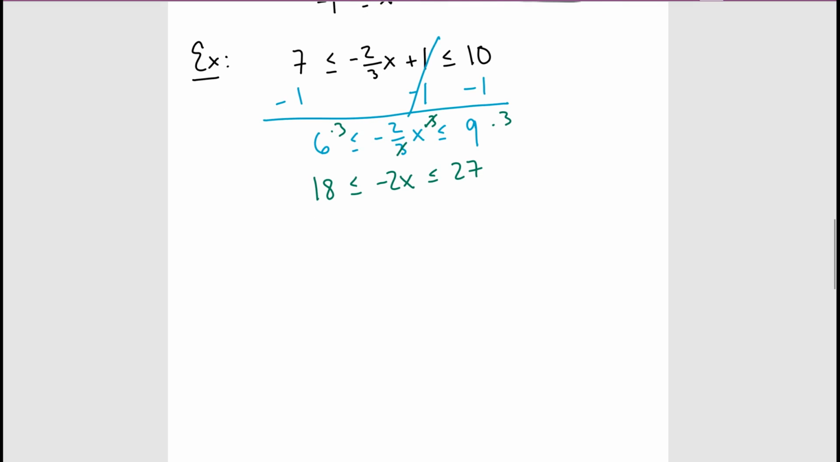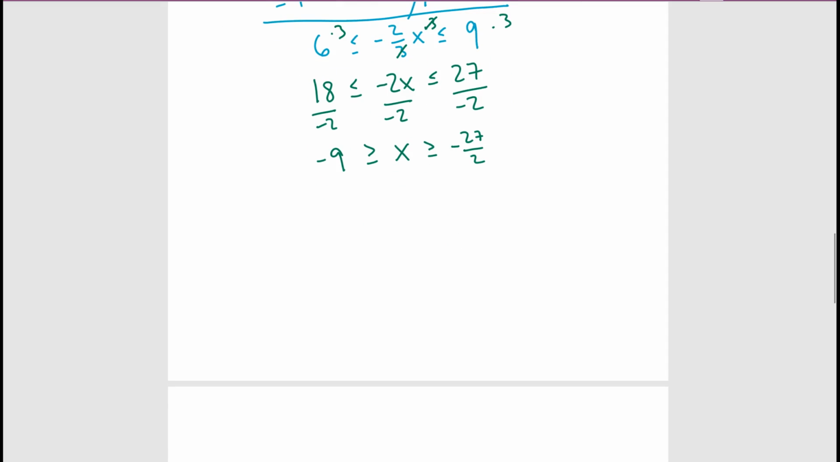Last thing, I'm going to divide by this -2, but since I just divided by a negative, I have to flip the sign. So this is going to be now -9. This is now going to be -27 over 2, and just leave it as a fraction. Because I don't like these greater than signs, it's much easier to read it if I flip-flop it. So I'm going to write the -27 over 2 here. Then it's going to be less than or equal to x less than or equal to -9.